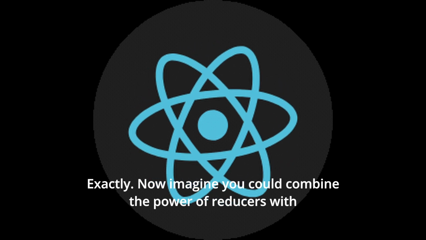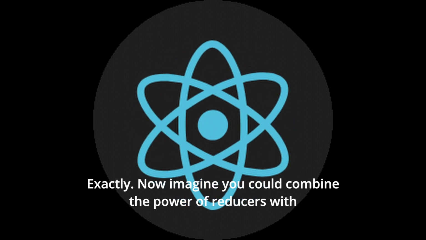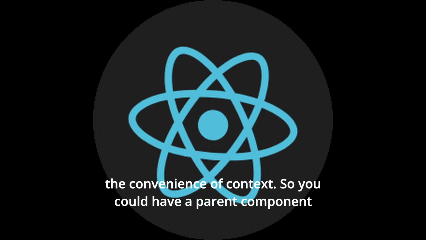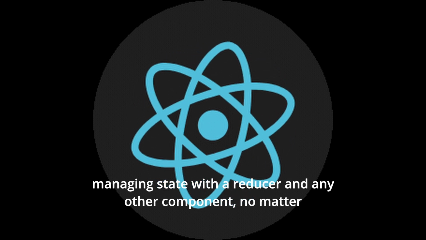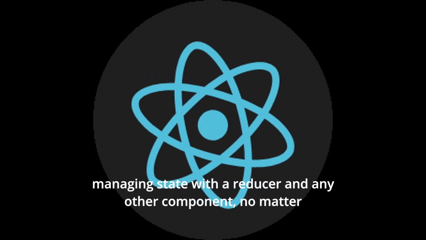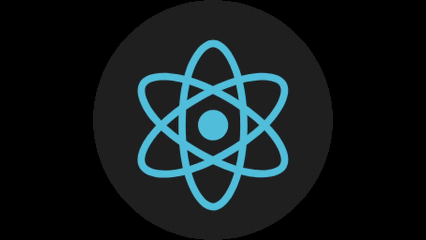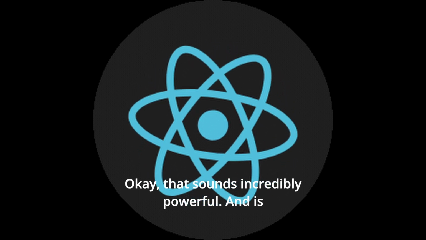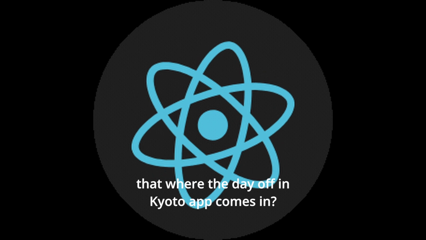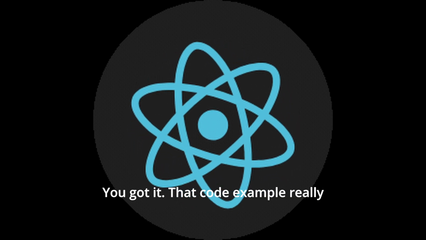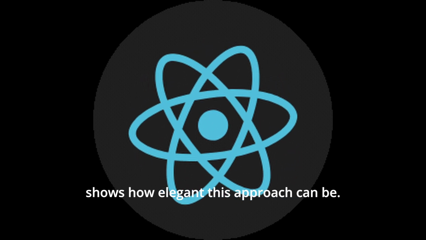Exactly. Now imagine you could combine the power of reducers with the convenience of context. So you could have a parent component managing state with a reducer, and any other component, no matter how deep in the tree, could access and update that state, but via context. Okay, that sounds incredibly powerful. And is that where the Day Off in Kyoto app comes in? You got it. That code example really shows how elegant this approach can be.